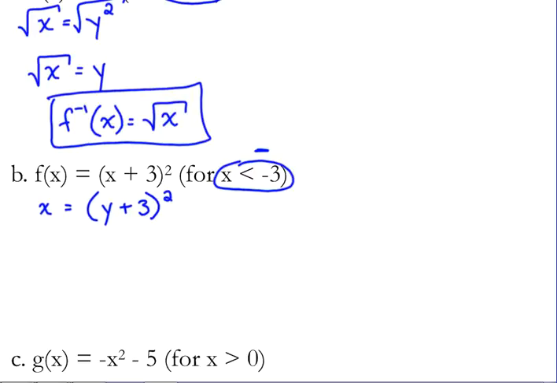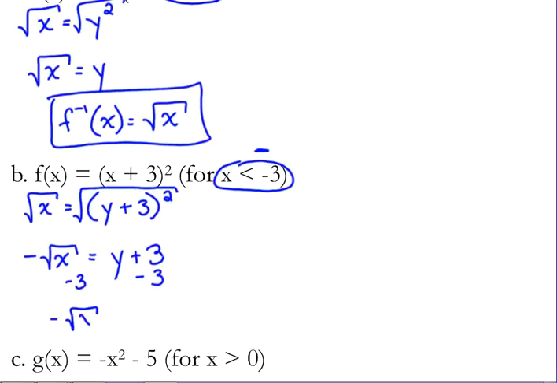what do we need to do first here to solve for y? Square root. Okay, we're going to take the square root. But this time when we take the square root, we do want the negative in front of it. So we've got the negative square root of x is equal to y plus 3. So we've got to subtract 3 to get y by itself.